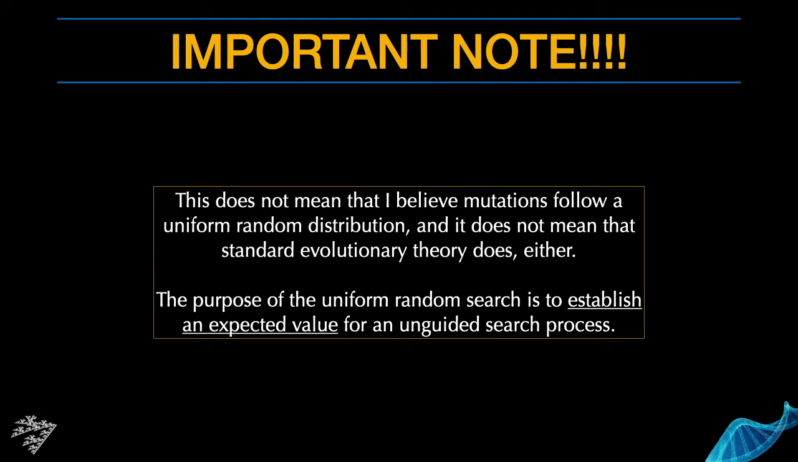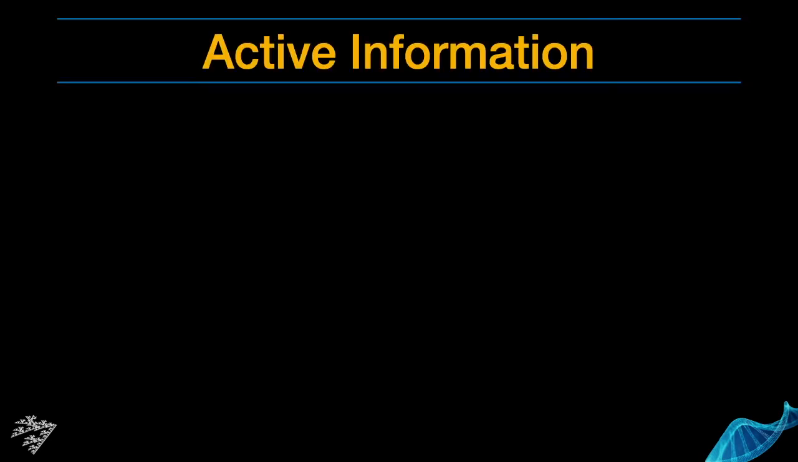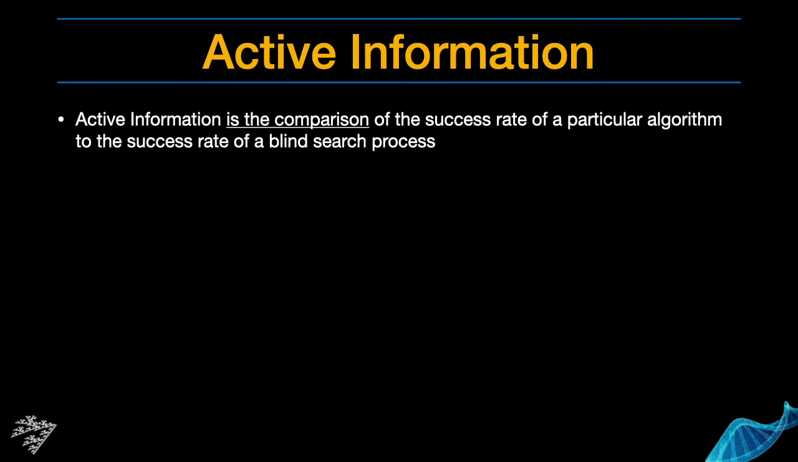So, all right, to measure this, we're going to use a tool called active information. And the best place to go for active information is the original paper, Dembski and Marks 2009, their Conservation of Information in Search, in that IEEE journal listed there. So, active information is the comparison of the success rate of a particular algorithm to the success rate of a blind search process, which is what we're doing.